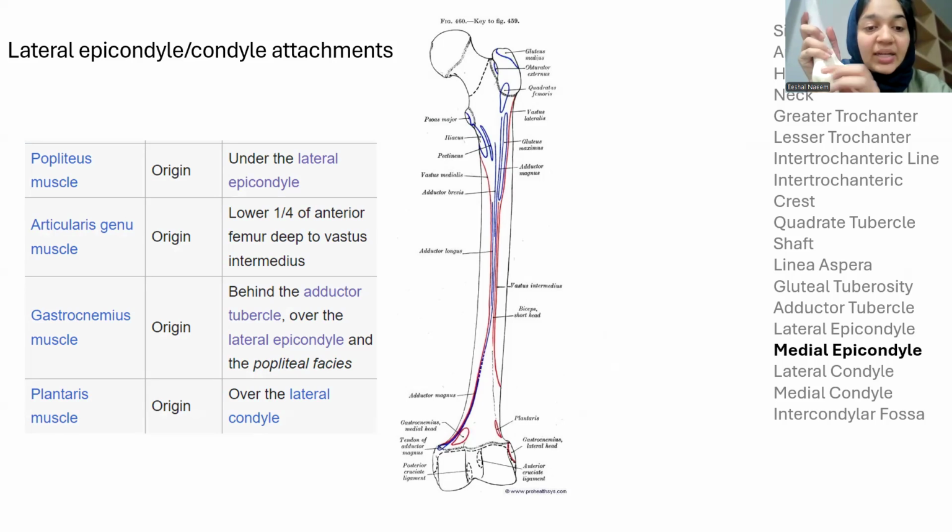So just behind the adductor tubercle, over the lateral epicondyle, and the popliteal facies, all of this area, the popliteal fossa that was enclosed by the medial and lateral supracondylar lines, gives origin to the gastrocnemius muscle. So the gastrocnemius muscle seems to be a very bulky muscle. We'll find out more about it when we do the leg. Now we have another muscle that comes off over the lateral epicondyle, and that is the plantaris muscle.